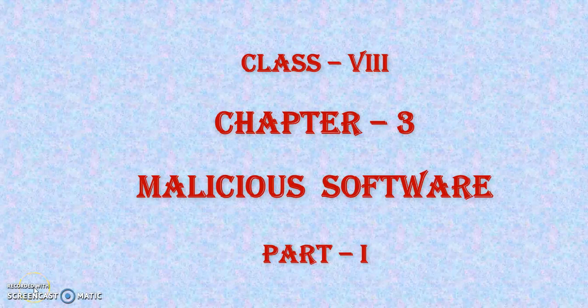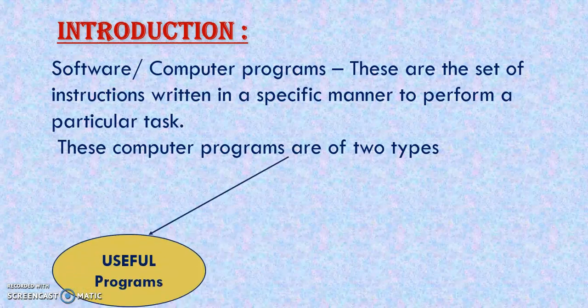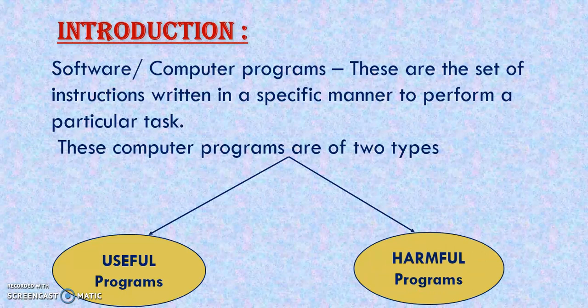Today we are going to study chapter 3, Malicious Software. In this chapter, we will study what software is. Software is a set of instructions written in a specific manner to perform a particular task. These computer programs are basically of two types. The first is known as useful programs and the second is known as harmful programs.